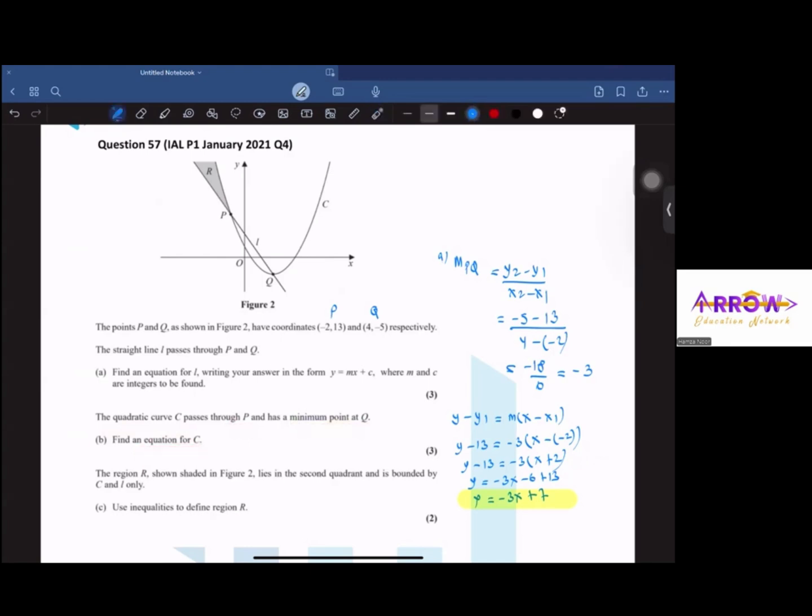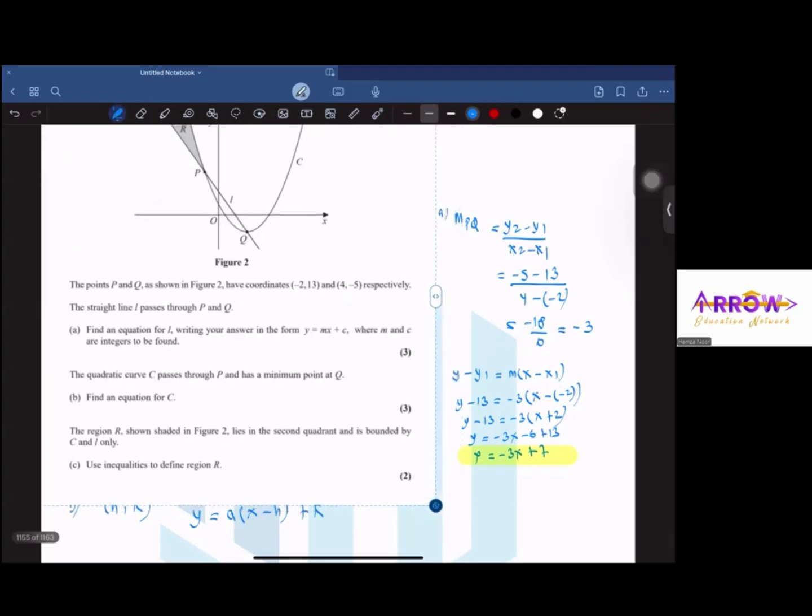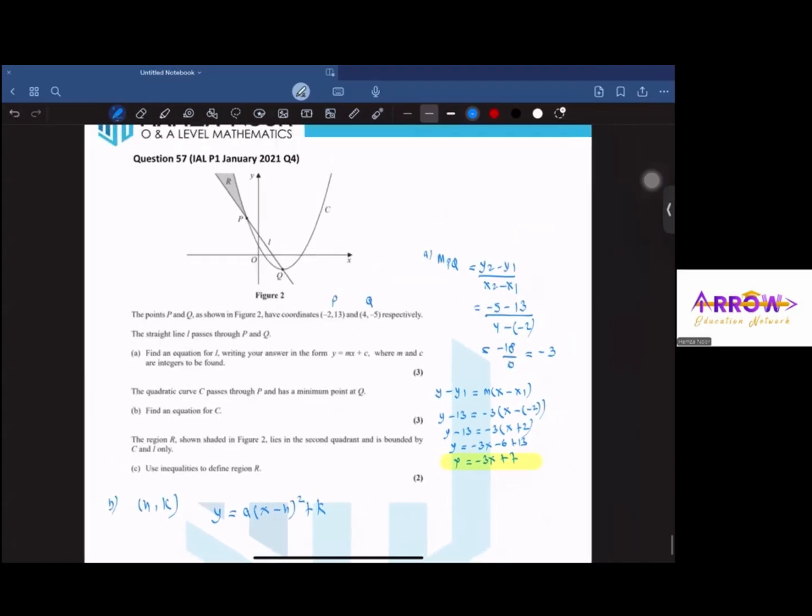All right, so what we know is that point Q is the least turning point of the quadratic graph. If you know the turning point of the quadratic graph in the form h comma k, you can use the completing square form. Completing square form is y equals a multiplied by (x minus h) whole squared plus k. And since the turning point is a minimum, the coefficient of x squared, meaning a, is positive. Whatever the value of a comes out to be, it will be positive because this is a U-shaped quadratic graph. Agreed?